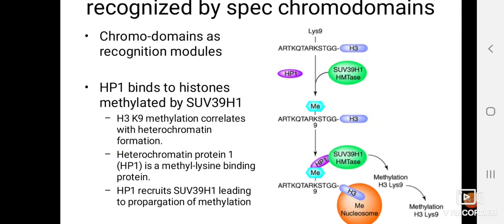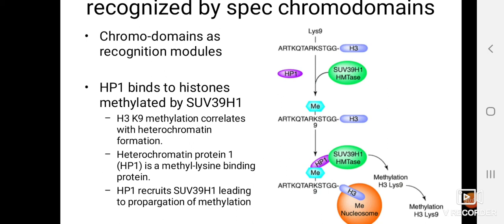HP1 is one which binds with the methylated histones specifically, by SUV39H1, where methylation is going to happen at H3K9, so it converts into heterochromatin. So formation of heterochromatin happens with the protein HP1, and this protein binds to this methylated H3K9 and propagates the methylation of the other nucleosomes at the H3K9 position, converting them into a heterochromatin region.